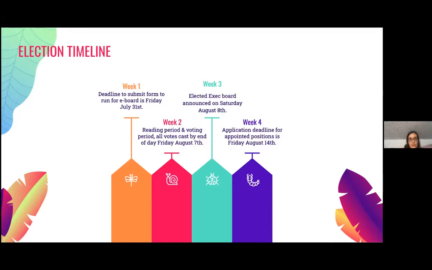And then the voting period will be Friday, August 6th to August 7th. So we'll have 2 days where people can vote. And then we're going to go into week 3. Week 3 will have the executive board all placed by who gets the most votes. That'll be Saturday, August 8th is when that will be announced.